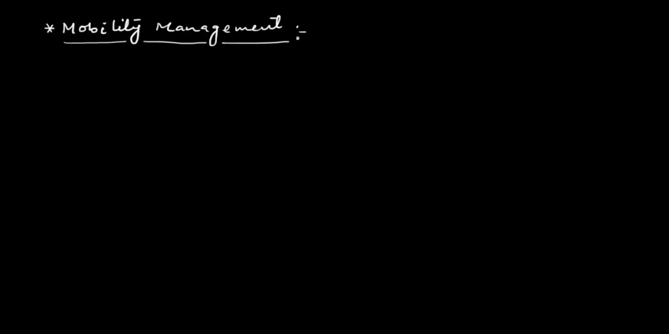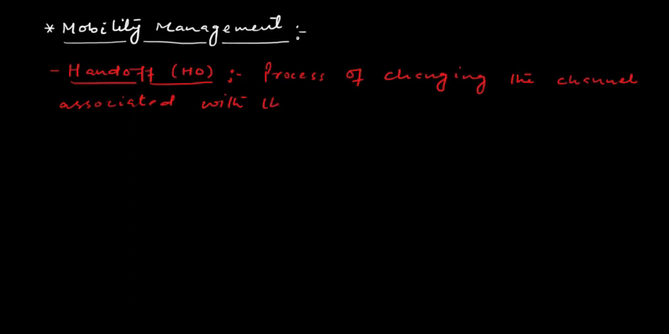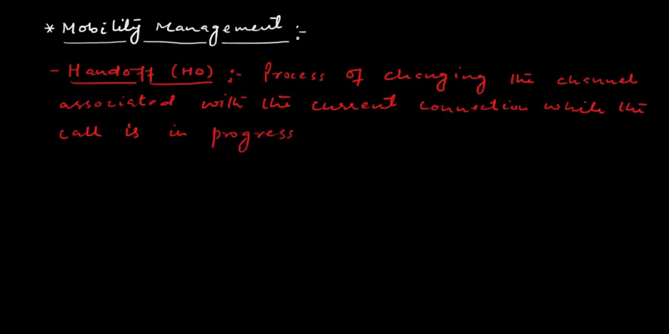This process, that is the movement of mobile station, is handled by a mechanism which is called handoff. Handoff is the process of changing the channel associated with the current connection, or the current going call, while your call is in progress. The aim is to sustain the ongoing call while the user is moving from one cell to another cell.